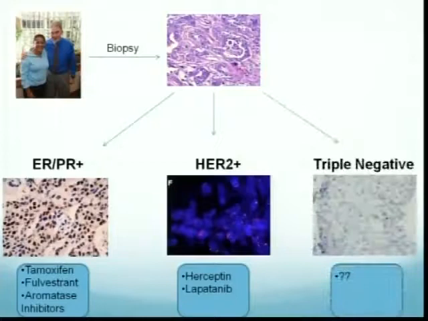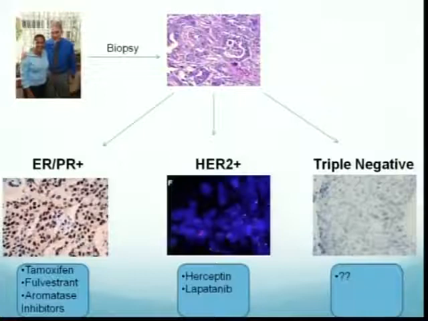But there's this subset of patients here, about 15-20% of breast cancers, that are negative for ER, PR, and HER2, and we refer to these patients as triple negative. And for triple negative patients, in addition to chemotherapy, there are no targeted therapies to give this patient subset.